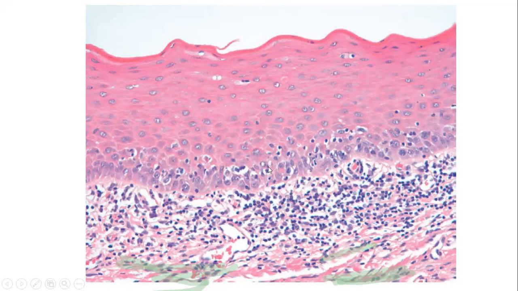So you got some apoptotic cells, which we call colloid or civatte bodies, perfect, and you got your band-like infiltrate. So what would your differential diagnosis or actual diagnosis be here? So lichen planus, good. So this is closer towards lichen planus.